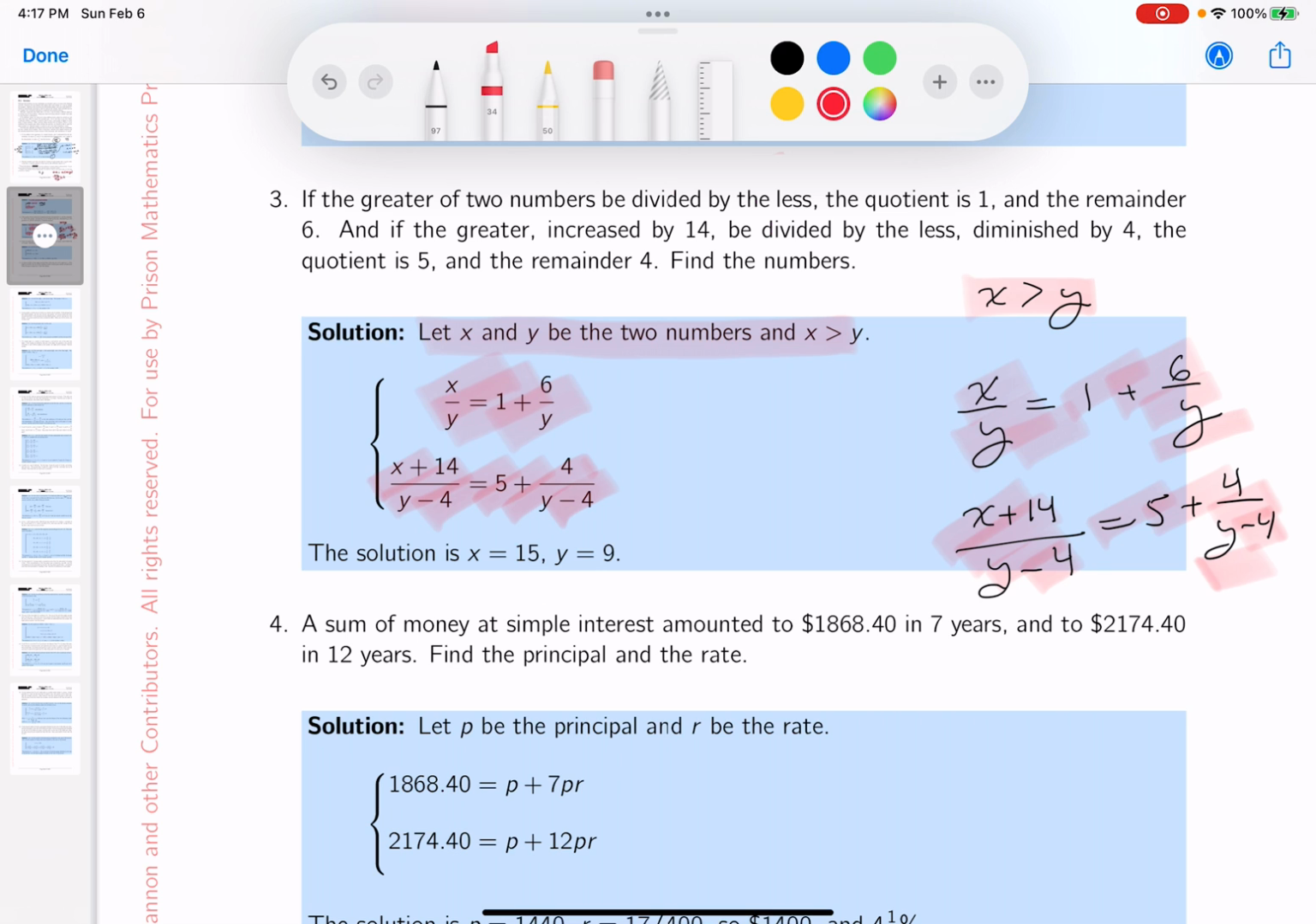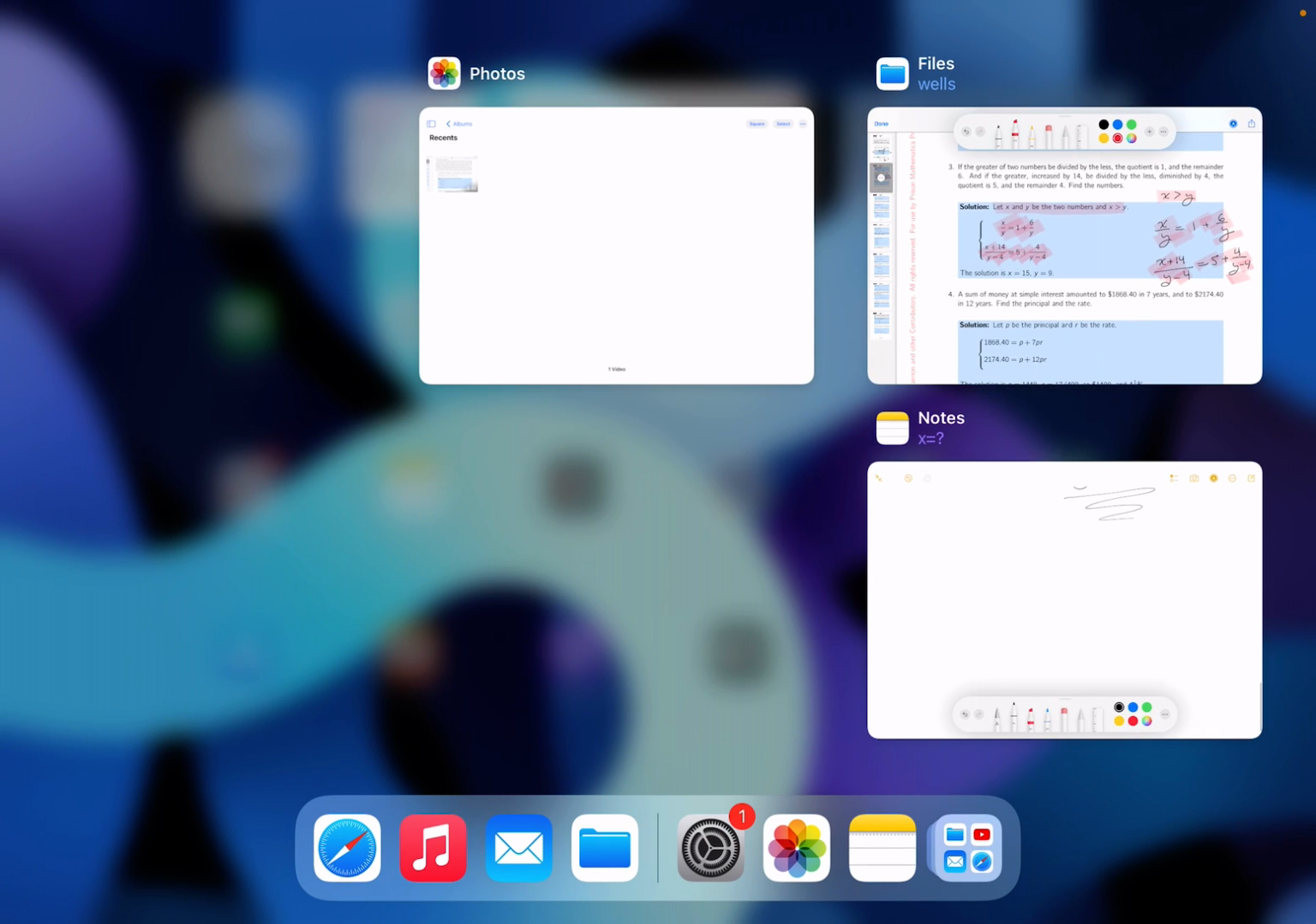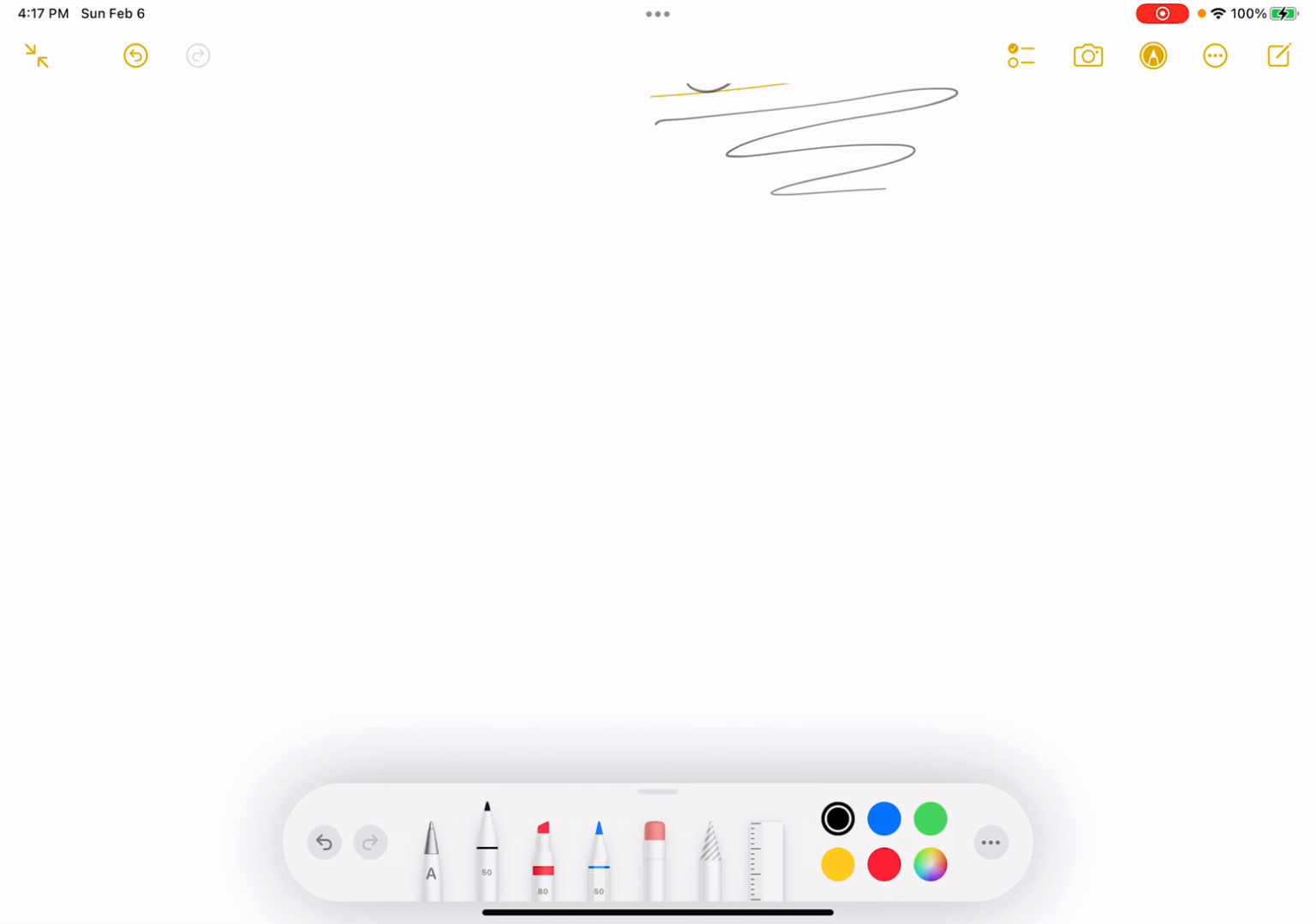I'm going to try to solve that system like we've done in the past, but I got to go to the whiteboard. So give me a moment. What I'm going to do is copy down those equations, and one step at a time solve it. One of the equations was x over y equal to 1 plus 6 over y. And the other equation was x plus 14 over y minus 4 is equal to 5 plus 4 over y minus 4.